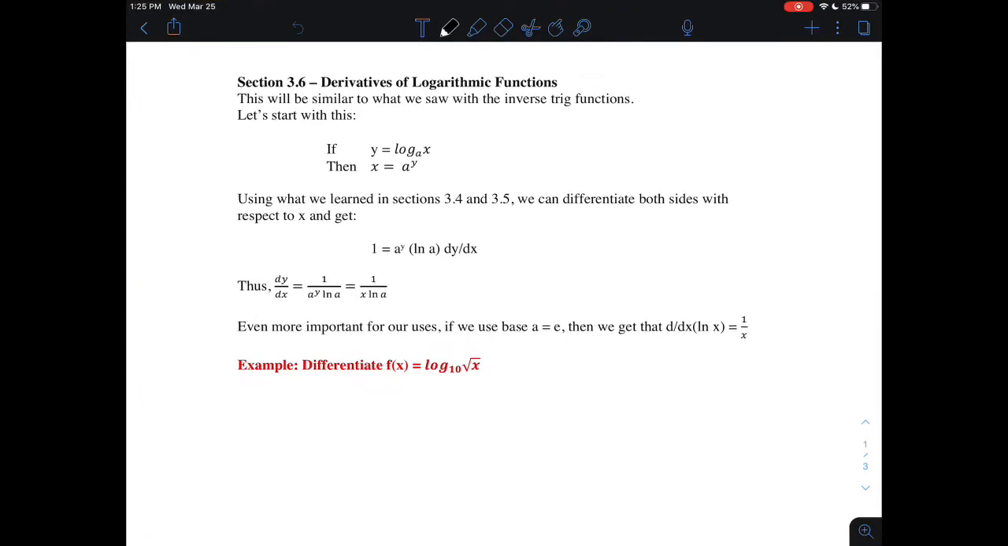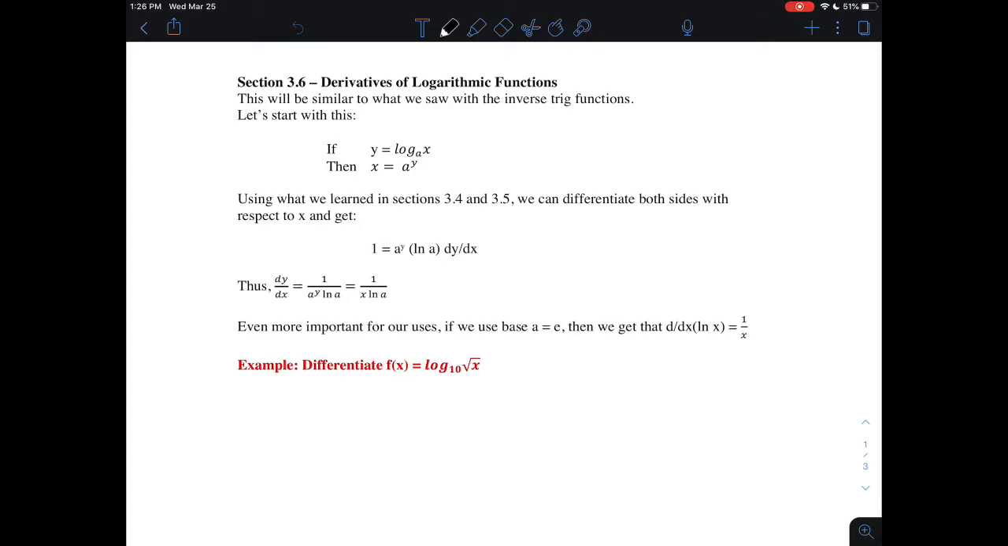Section 3.6, Derivatives of Logarithmic Functions. This is going to be similar to what we saw with derivatives of inverse trig functions at the end of the previous section. So first of all, we're just going to start with an understanding of logarithmic functions.